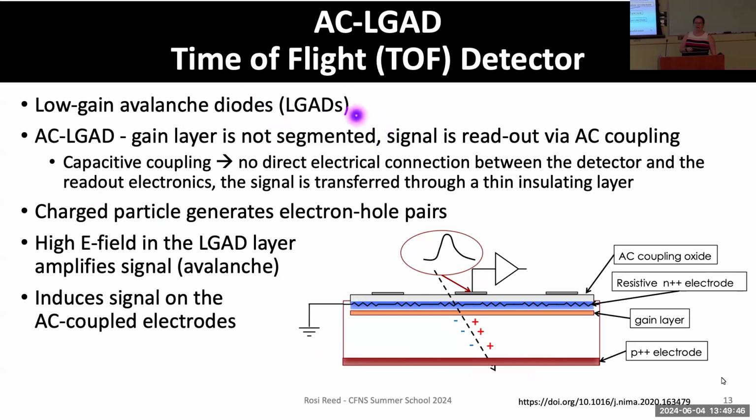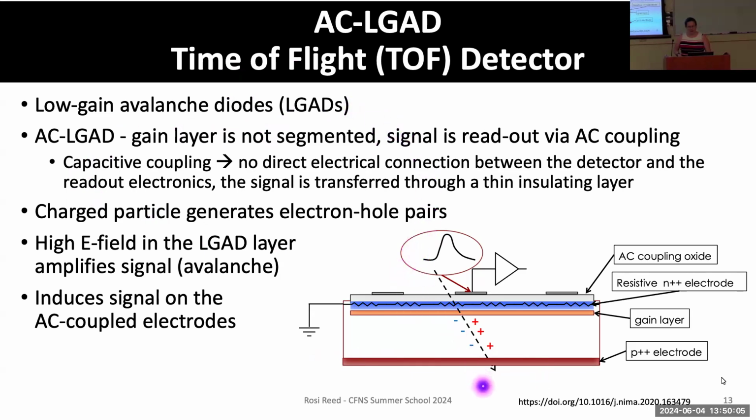So the LGADs have been around a while. The difference is this is AC coupled. And so what this means is you don't have a direct electrical connection between the detector and the readout electronics. So you have this insulating layer and you couple it via AC. But this operates as many of the other particle detectors we've seen.